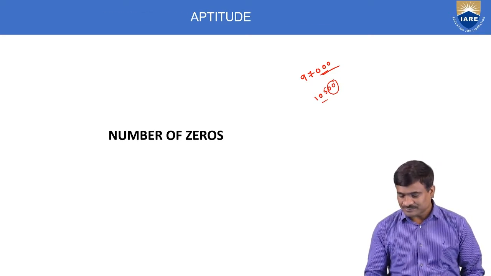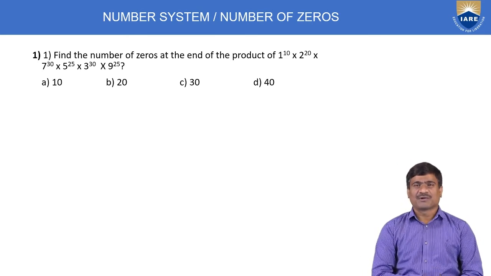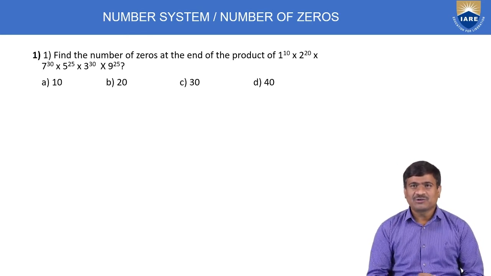Okay, right. Suppose first example, number 1. Find the number of zeros at the end of the product of 1 to the power of 10, 2 to the power of 20, 7 to the power of 30, 5 to the power of 25, 3 to the power of 30, 9 to the power of 25.